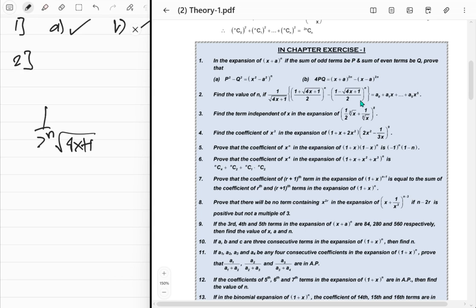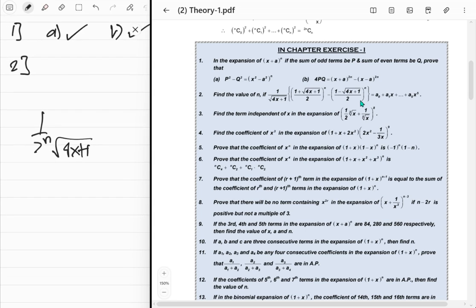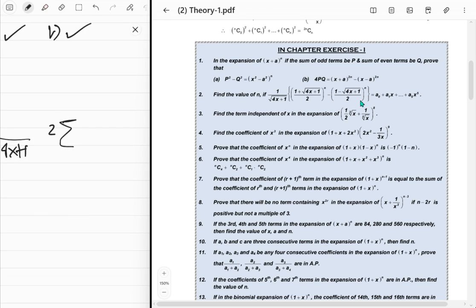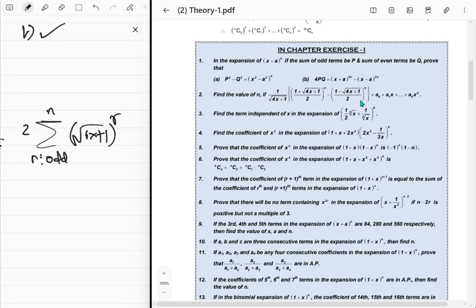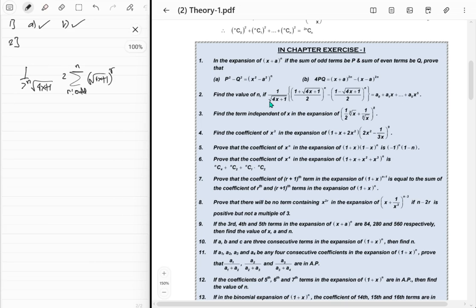Right. So now it just will be summation of like 2 times the summation of. So because it's subtraction, it will be r is equal to odd. So r should be odd, only then it will just cancel. And then you got square root of 4x plus 1 to the power of r. Yeah, and till n, of course. So, right. So what should this be such that we get to the power of 5?